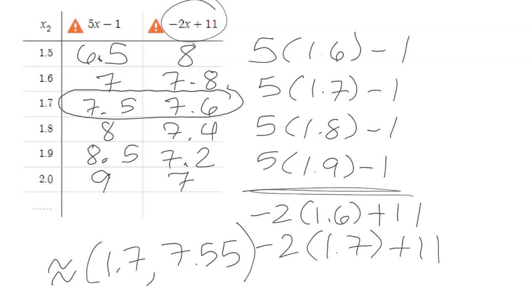We could zoom in even further and do like 1.7, 1.71, 1.72, but we're just trying to approximate at the nearest tenth, and that is where we're at right now.